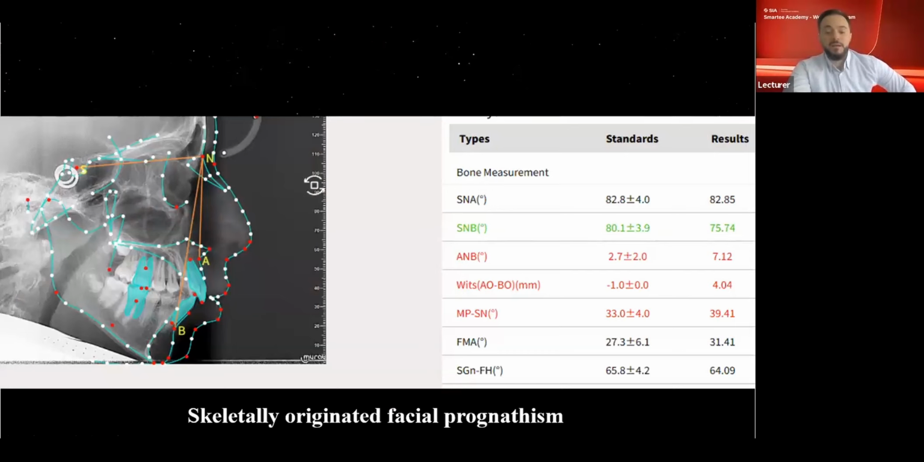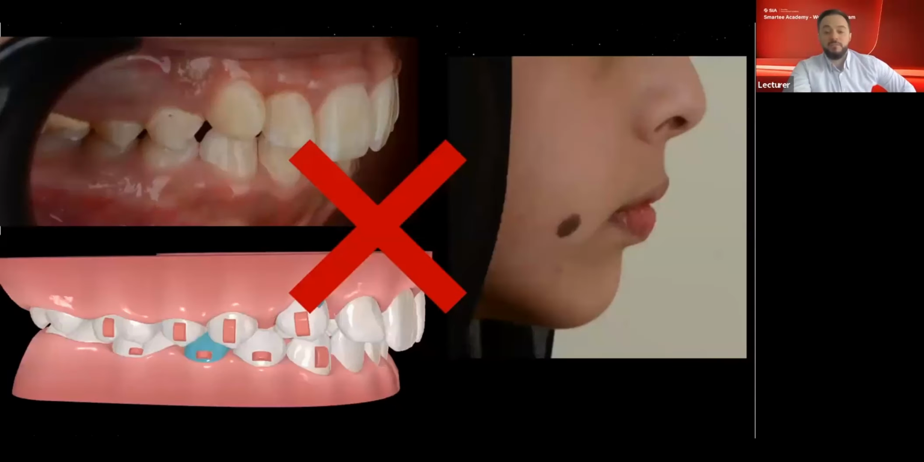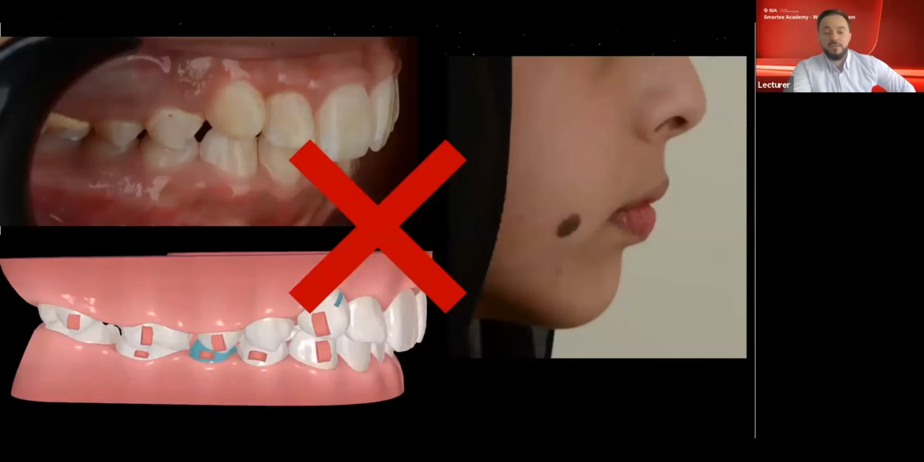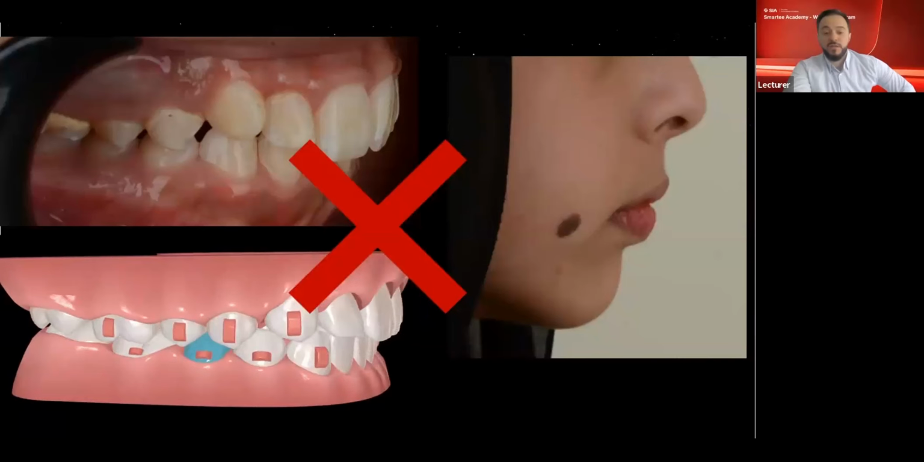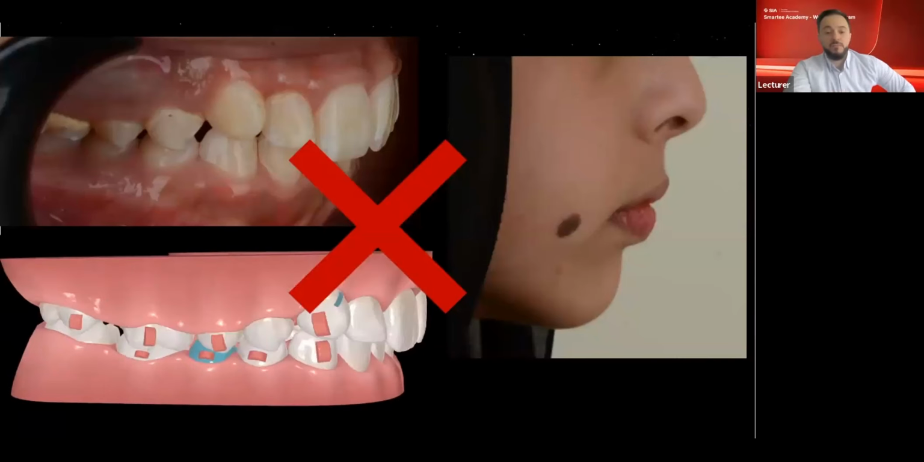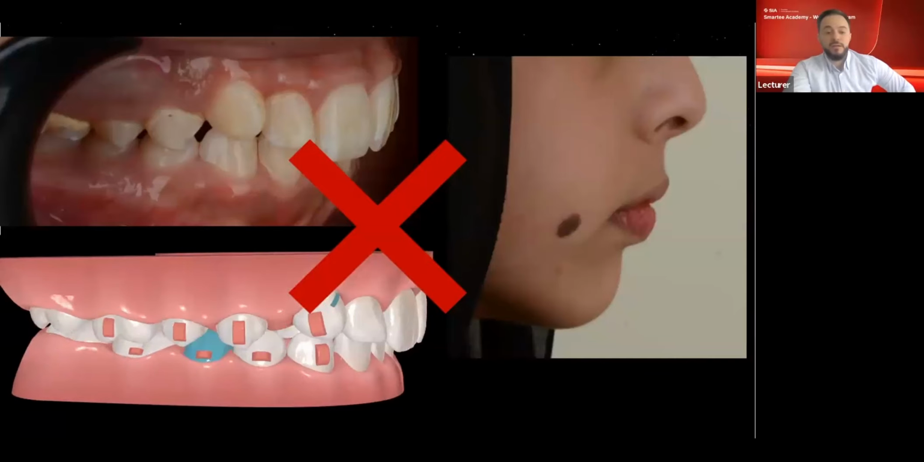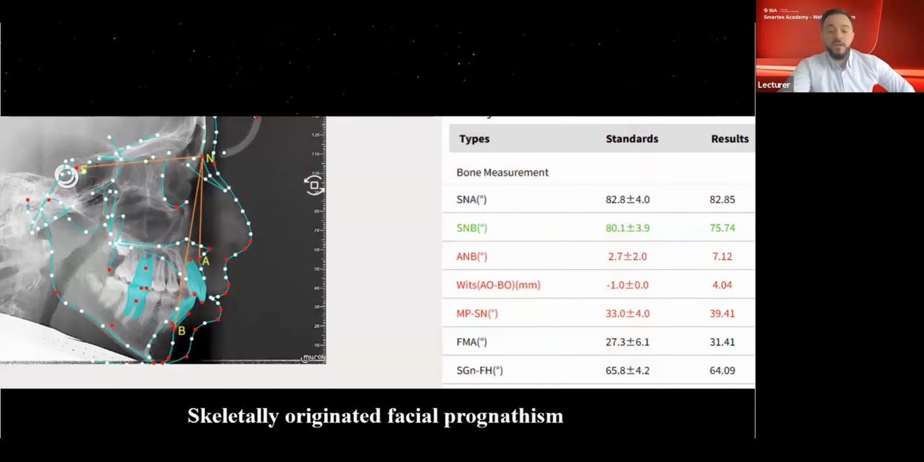As the patient, based on the X-ray, has a skeletal class 2, and even by looking at her profile, actually we're not treating the X-ray, we're treating the patient's face and the patient's concern. And when she came to the office, she was concerned about her retrusive lower lip. So by having the distalization option, it will not solve her concern. According to Smartee classification, this case is a skeletally originated facial prognathism. So we need to involve some functional treatment in that case.